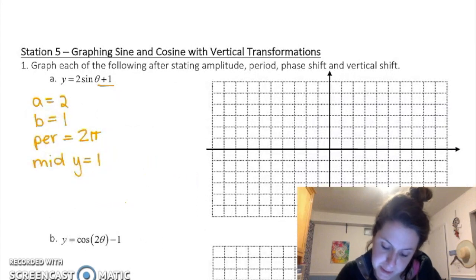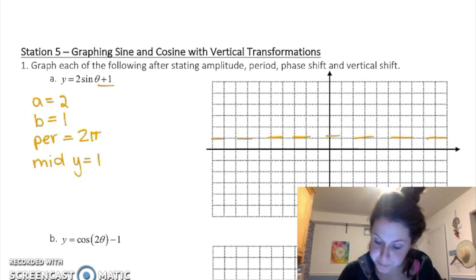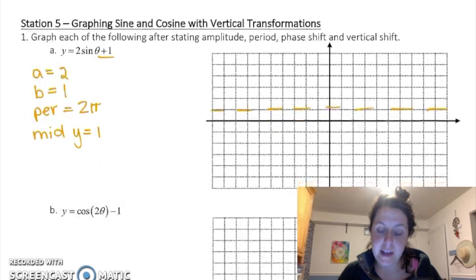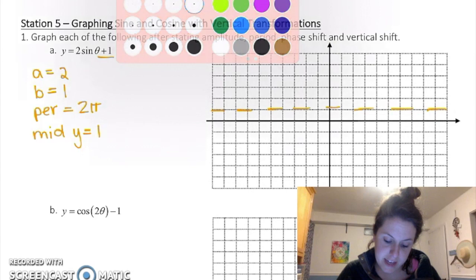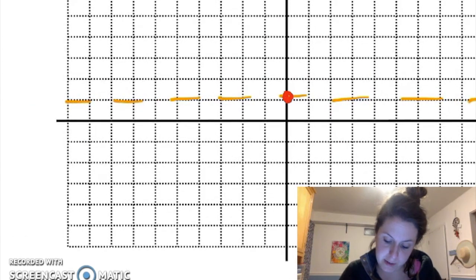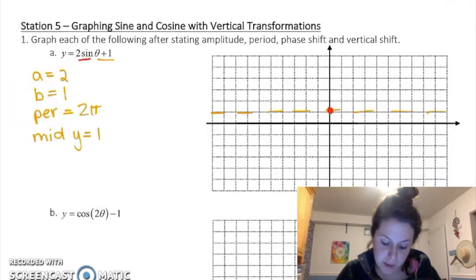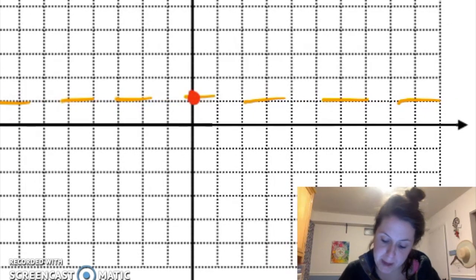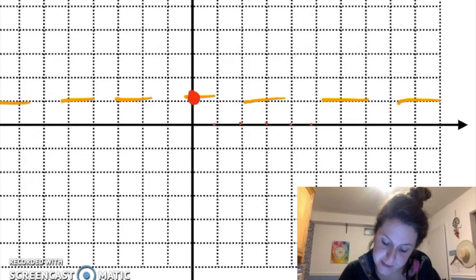So I'm going to start by putting my midline on here. And I just kind of do a dotted line. And now let's see what we know. So this is sine, so it's going to start from its midline, so that will be here. And I know that the period's 2 pi, so I'm going to count out 8 boxes. 1, 2, 3, 4, 5, 6, 7, 8. That will be 2 pi.